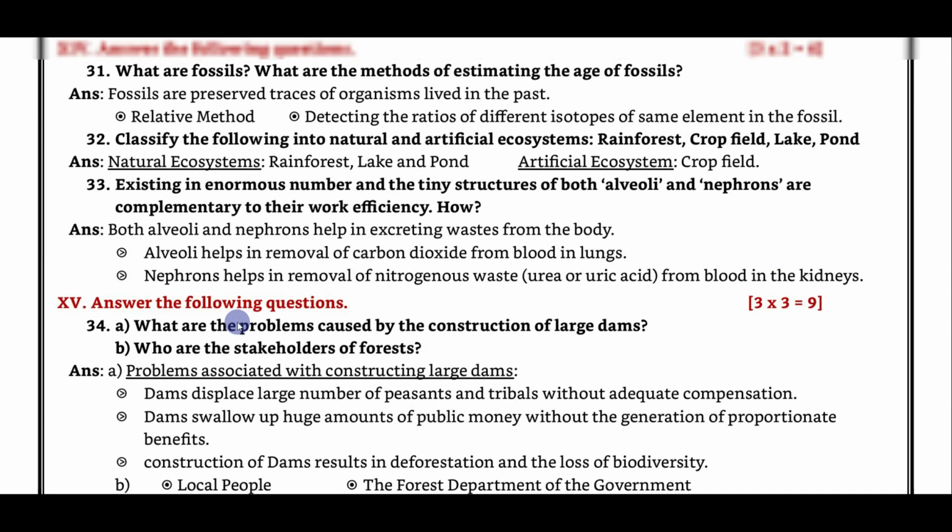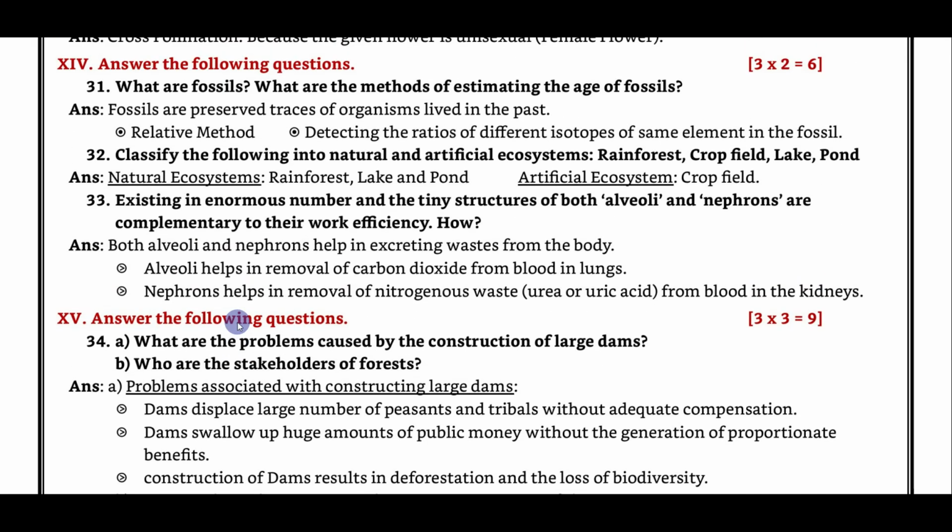Next question. Existing in enormous number and tiny structures, both alveoli and nephrons are complementary to their work efficiency. How? Both alveoli and nephrons help in excreting waste from the body. Alveoli help in removal of carbon dioxide from blood in the lungs, whereas nephrons help in the removal of nitrogenous waste, uric acid from the blood in the kidneys.